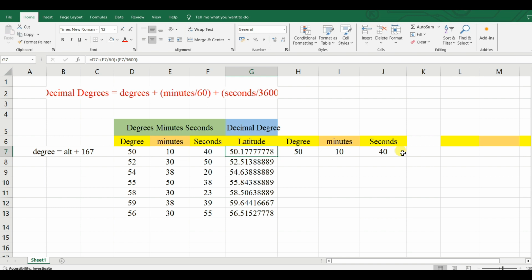In the next video I'll try to show how you can convert decimal degree into degree, minute, second in Excel very easily.